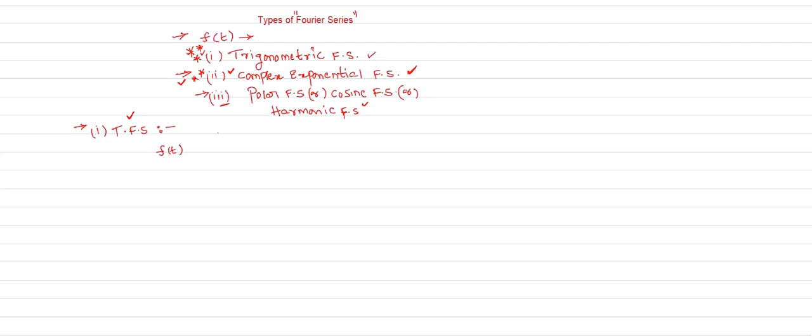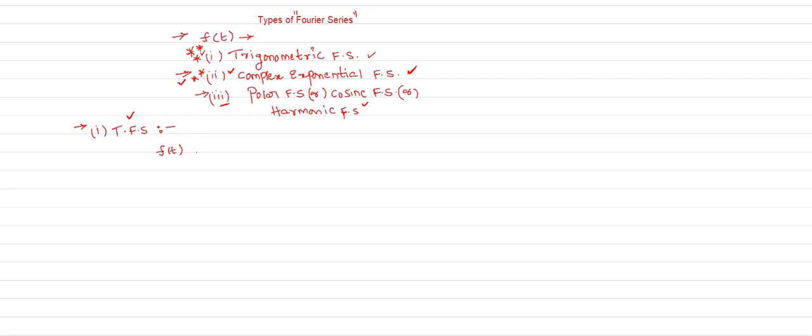When it comes to the trigonometric Fourier series, we represent any signal which is periodic and which satisfies the Dirichlet conditions in terms of the sine and cosine functions, and the sine and cosine functions are orthogonal to each other, which is the linear combination of sine and cosine functions, because the sine and cosine functions are associated with some weights.